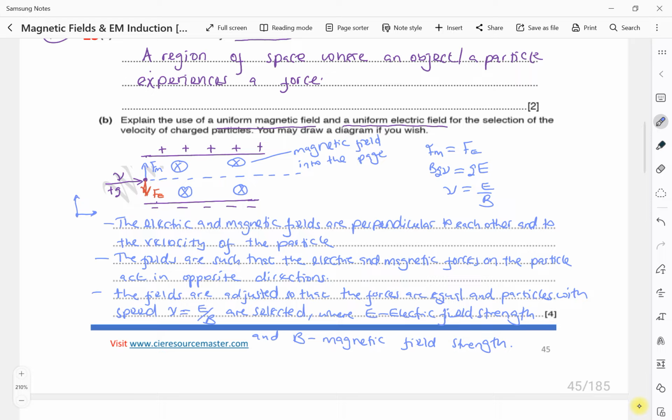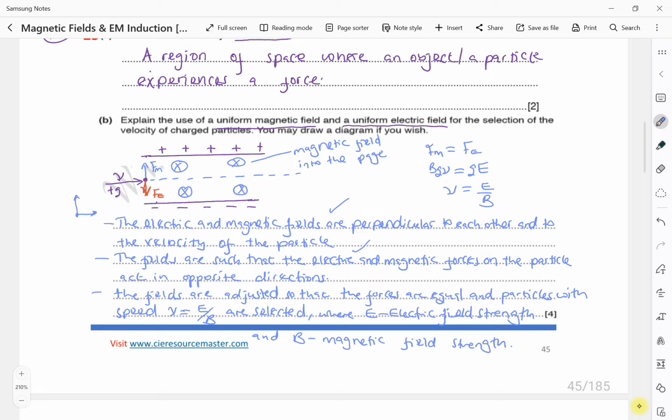So if I draw the diagram, I may not need to write the first and the second statements because the diagram I've drawn here is showing that the electric field is downwards, the magnetic field is into the page, and then the velocity is to the right. So this means they are perpendicular to each other. The fields are such that the electric force and the magnetic force on the particle act in opposite directions. So by selecting the patterns I've selected, the electric force is downwards, the magnetic force is upwards, so the forces are in opposite directions.